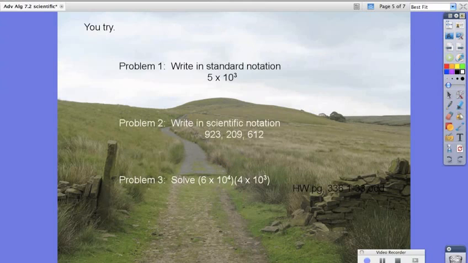So now it's your turn. I want you to try solving these 3 problems and putting them in your notes. And then tomorrow when we take a look at it, we'll do some practice.